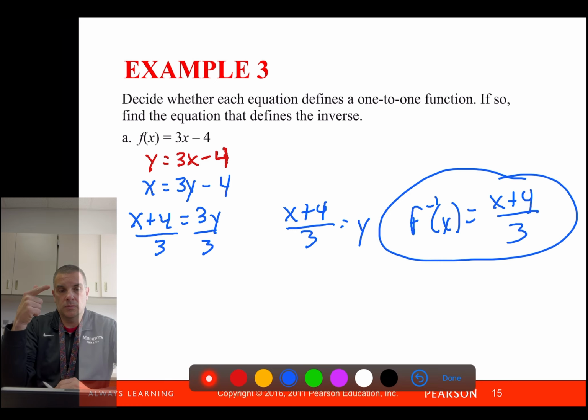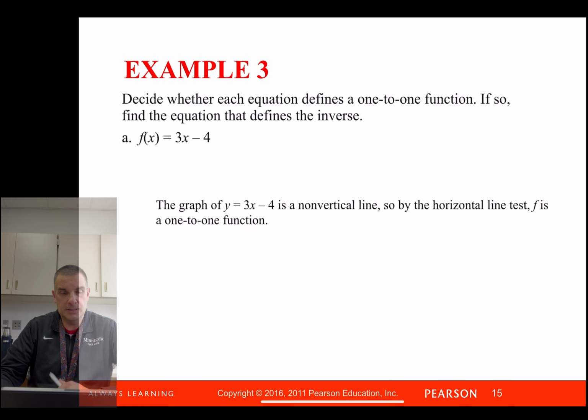So we change the f(x), we make that a y. Switch your x and y values, because that's what inverses do. And then you solve for y. And then finish it up by writing the inverse symbol, f⁻¹(x). Okay? So let's see what they do.